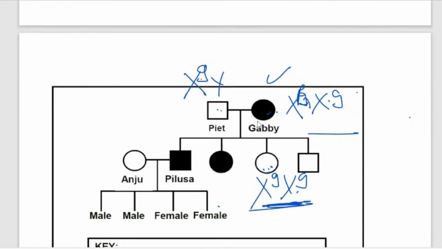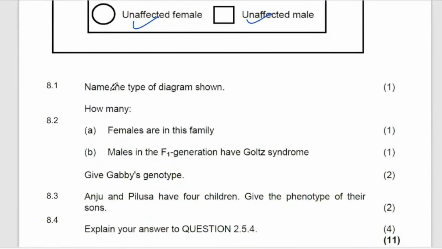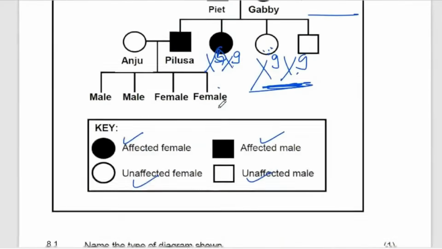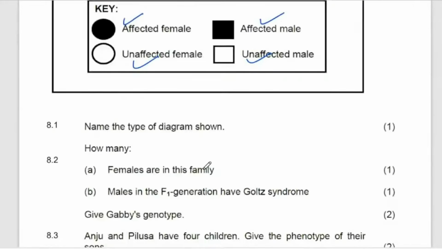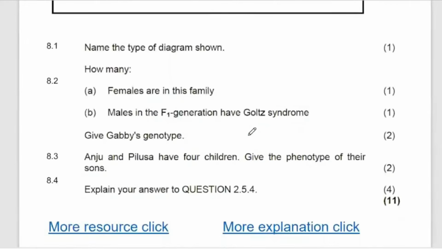We are done with this. What about this? It is a female who is sick. Therefore, this female can't be homozygous dominant. It's going to be capital G and then small g. Why? Because one X came from here, then another G came from there. You understand? Yes. Now, they name the type of diagram: phylogenetic tree. They're asking how many females in this family? We talked about them: 1, 2, 3, 4, 5, 6.